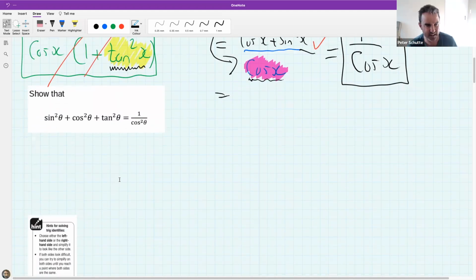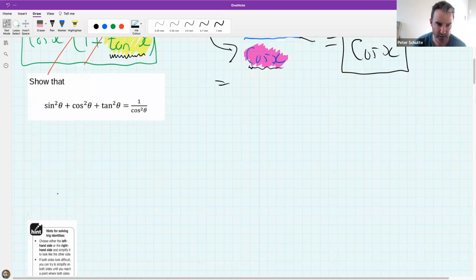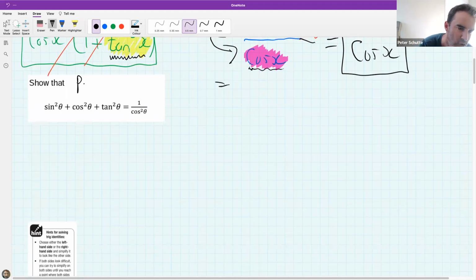Okay, here is the type of question I want to do. This is a full proof question. So you need to prove that this thing, the left-hand side, is equal to the right-hand side. Now, whenever we do a proof question like this, we choose the more difficult side to work with. So do you think the difficult side is the left-hand side or the right-hand side? Tell me in the chat. Which side do you think is harder?